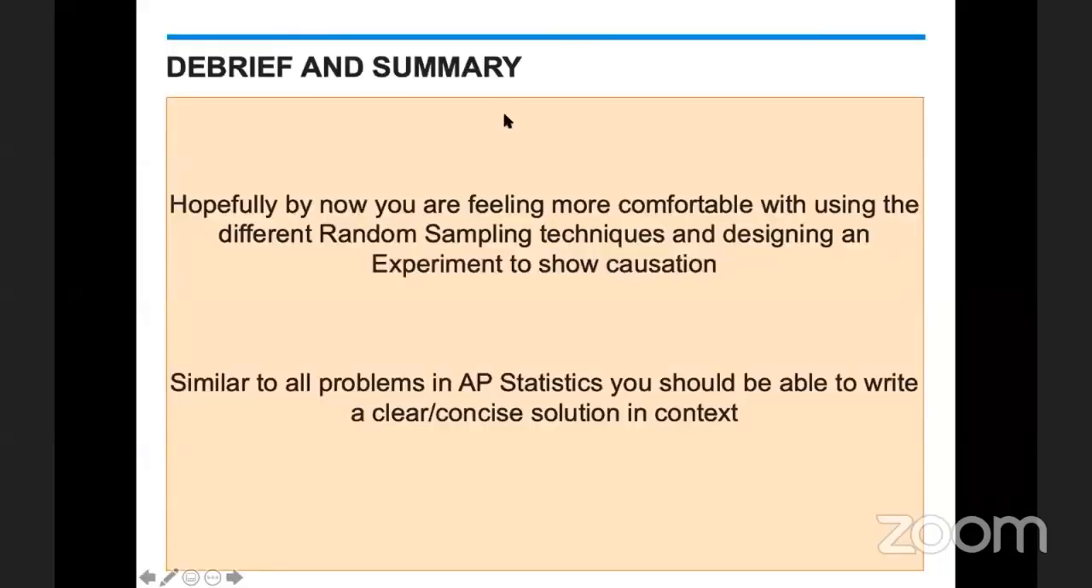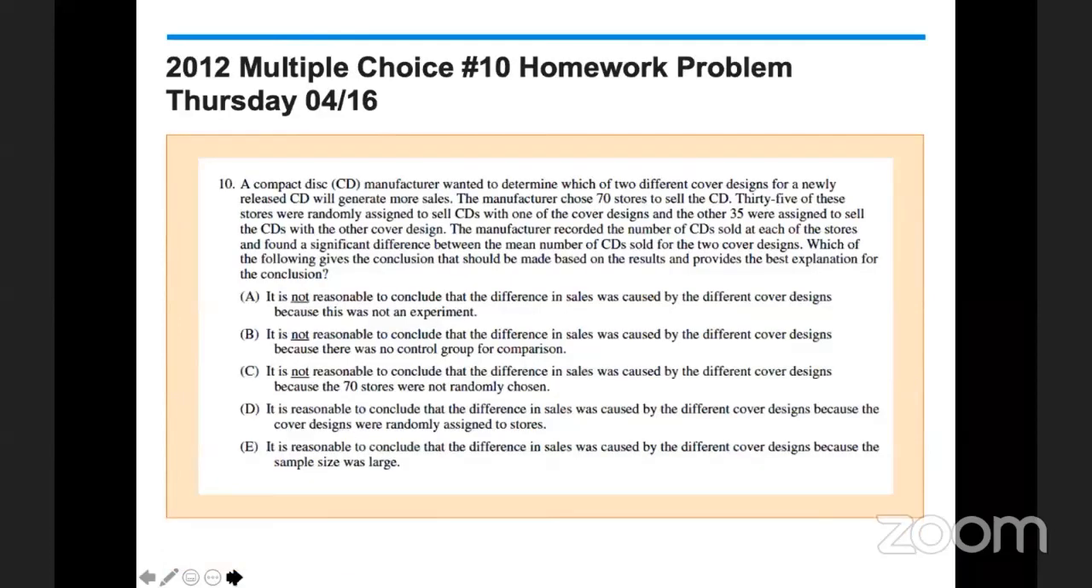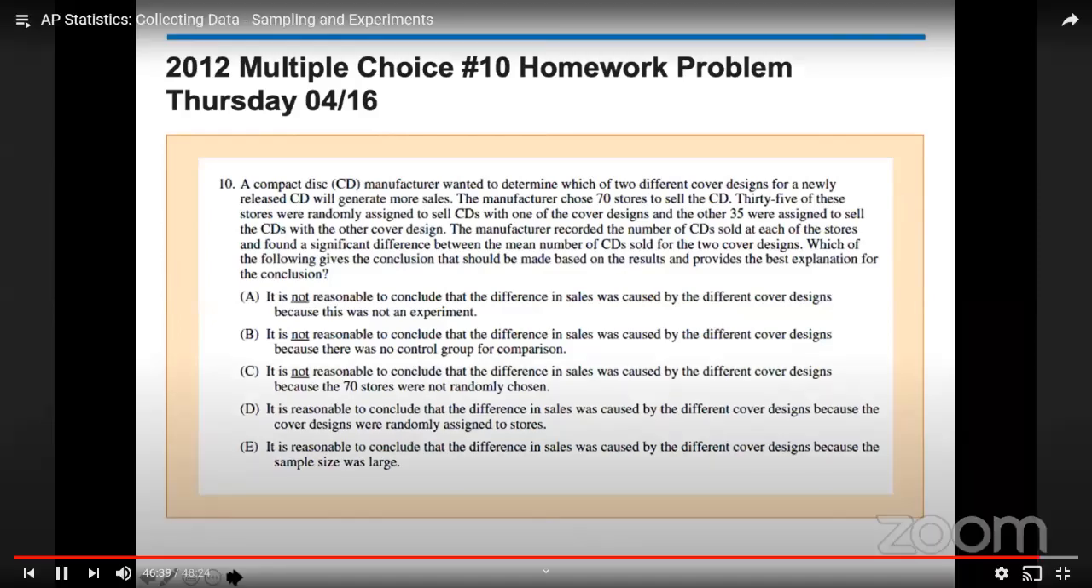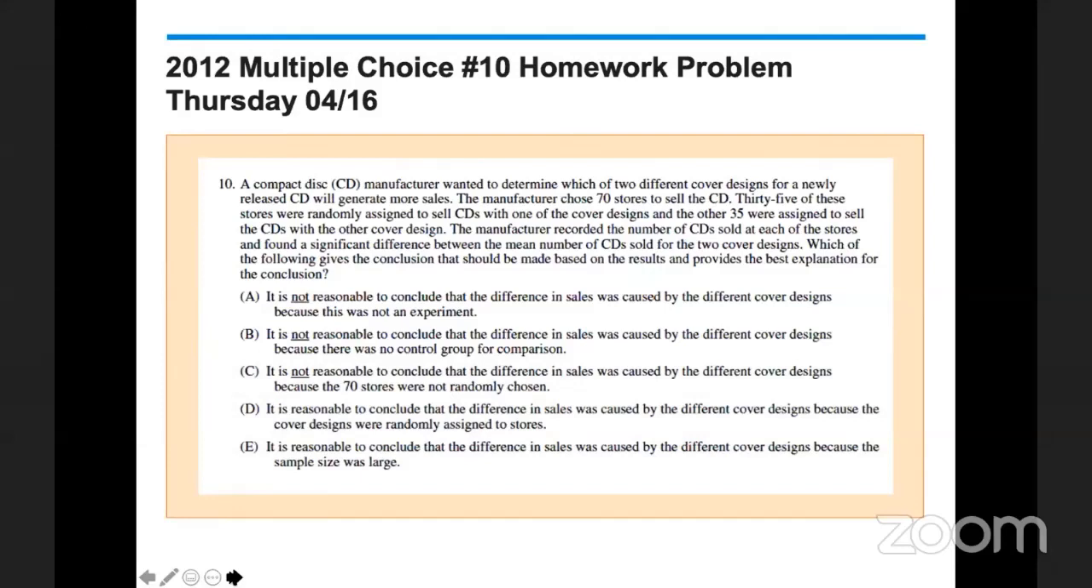So hopefully by now you're feeling more comfortable with using the different random sampling techniques. Again, we talked about the 4 principles and designing an experiment to show causation. That's kind of the big word. I want to be able to, at the end of a well-designed experiment, say this caused that. Similar to every single problem that Luke and I do in AP statistics, and probably just in life, you should be able to write a clear, concise solution in context. It's so important that every part of your problem, part A, part B, part C, whatever, you relate specifically to that problem. We don't like these generic answers that you can use year after year.